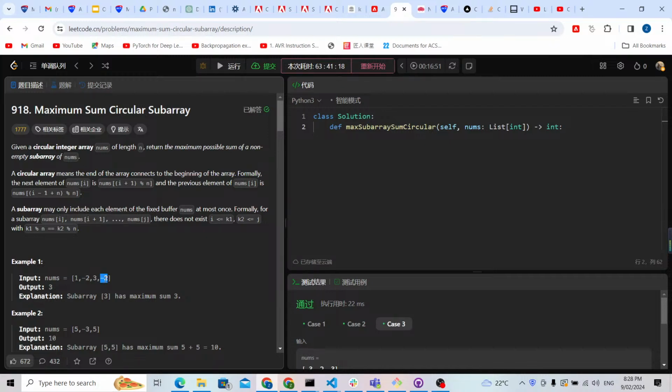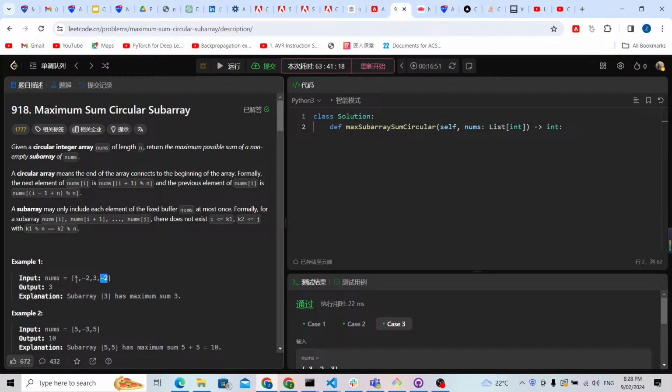So its next element is this index. The index currently is 3. So 3 plus 1 is 4, and 4 mod 4 is 0. So it means the next element of minus 2 is 1. Yeah. So this is just common sense of the next element.